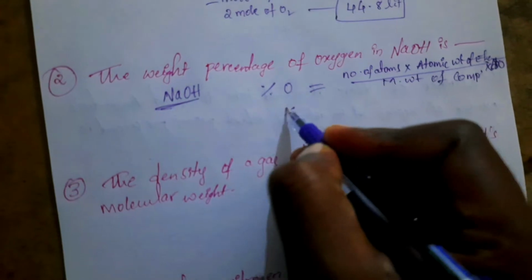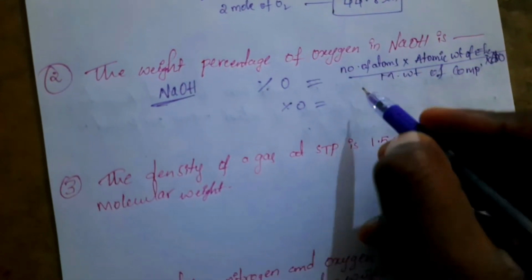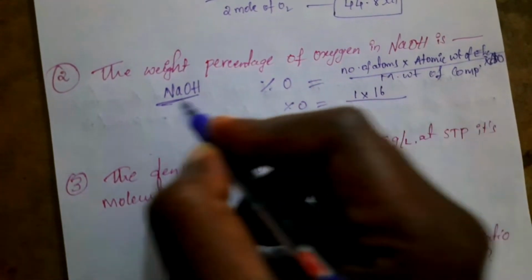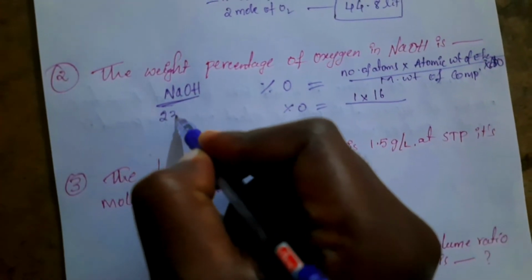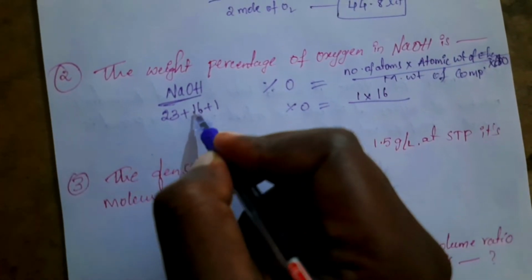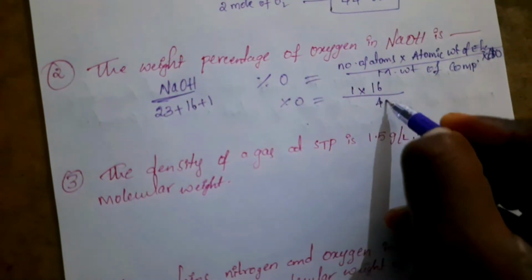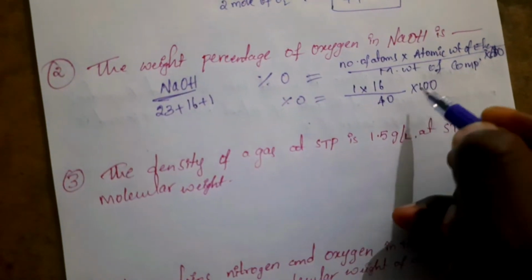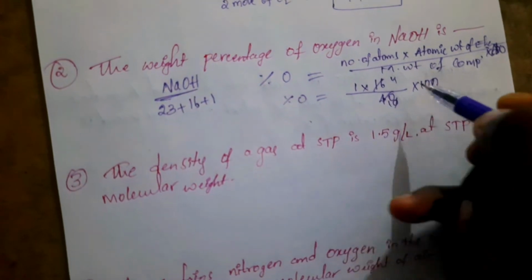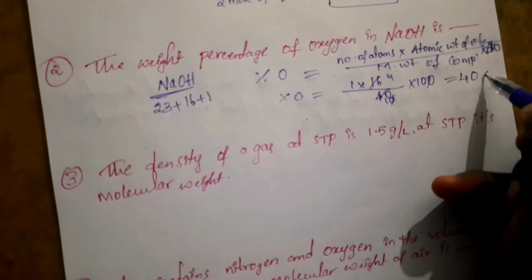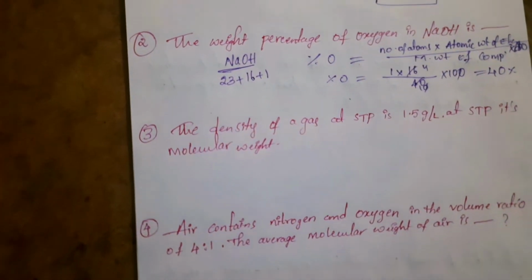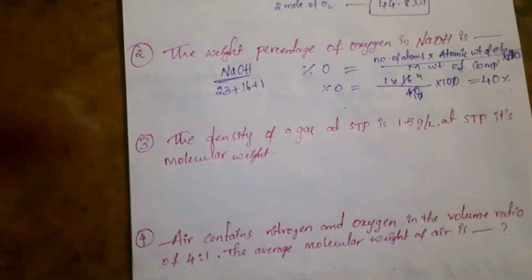Now see here, the percentage of oxygen. Number of atoms is 1, oxygen atomic weight is 16, by molecular weight of sodium hydroxide, 23 plus 16 plus 1. That is nothing but 40. So 16 by 40 into 100, you can take 4 fours are 16 and 4 tens are 40, the zeros get cancelled, that is 40%. What is the percentage of oxygen in sodium hydroxide? It is 40%. Is that clear?